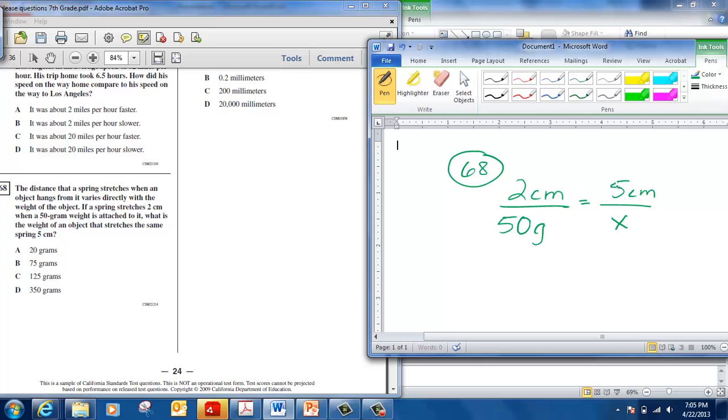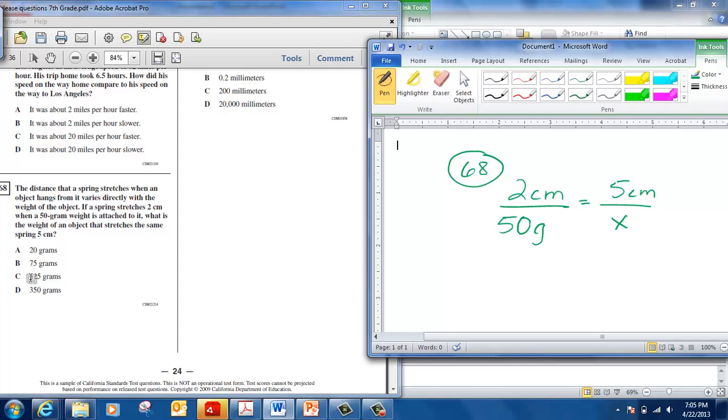So not necessarily a pretty proportion, but close. So let's just go with close and see what happens. So 2 centimeters for 50 grams means that 4 centimeters, I'm just going to double it, would give me 100 grams. So the only answer that's close to 100 is C.